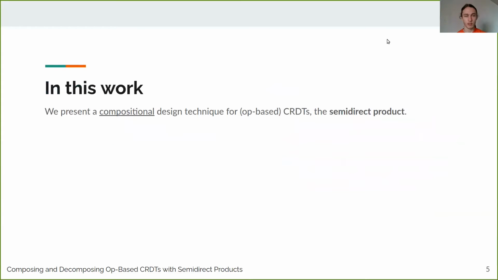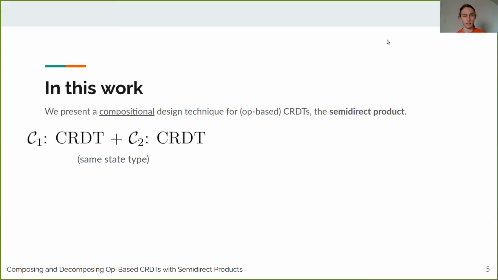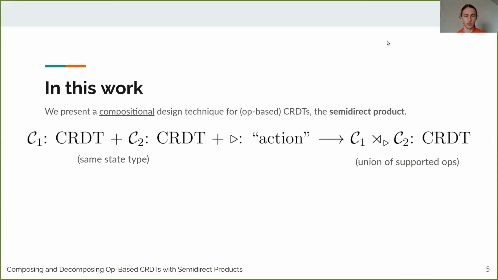In this work, we present a compositional design technique for op-based CRDTs, which we call the semidirect product, which is supposed to address the difficulty of designing CRDTs. What it lets you do is take two input CRDTs, here C1 and C2, which have to operate on the same state type. You take a bit of extra information in the form of a function that we call the action, and what you get out is a CRDT that supports the operations of both of its input CRDTs and also resolves conflicts between them in a natural way.